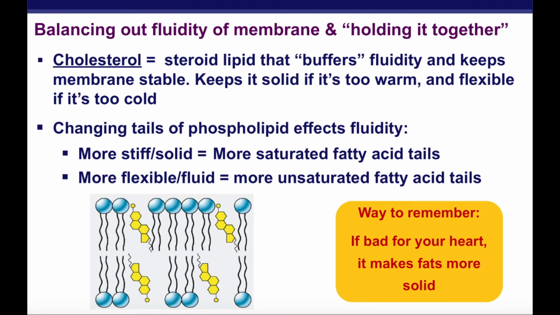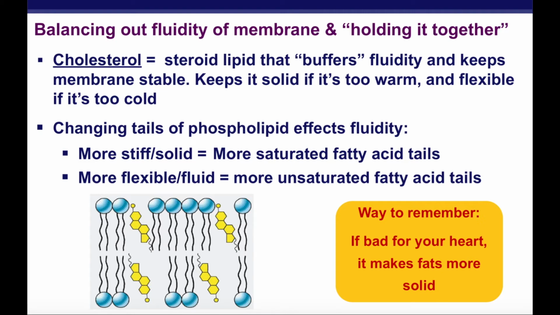And one of the problems is if things are too warm, fats melt. You know that. Butter will melt if it's too hot. But if things are too cold, then it gets real solid and hard to move around and bend. So cholesterol actually is, in a way, a buffer. It's not a buffer the way we've learned about acid-base buffer, but it helps to stabilize and keep the membrane consistency correct.